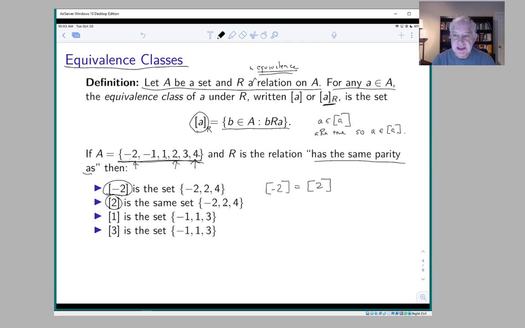1 is everything which has the same parity as 1, and that's going to be -1, 1, and 3. And similarly, for 3, everything which has the same parity as 3 is going to be -1, 1, and 3.